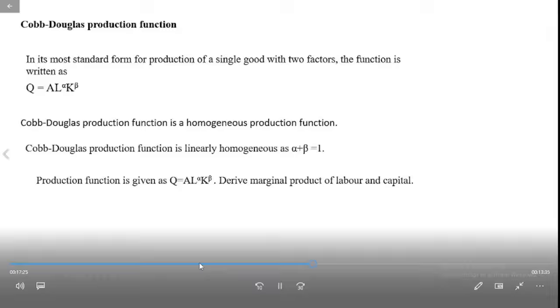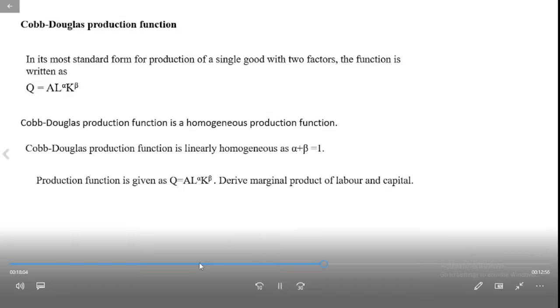Then in its basic form or in its standard form, the Cobb-Douglas production function can be written as Q equals A into L raised to alpha K raised to beta. This is the standard form of the Cobb-Douglas production function. Then what is Q, what is A, L, K, alpha and beta? Q is the total output. So total output is a function of A, L, K, alpha and beta.